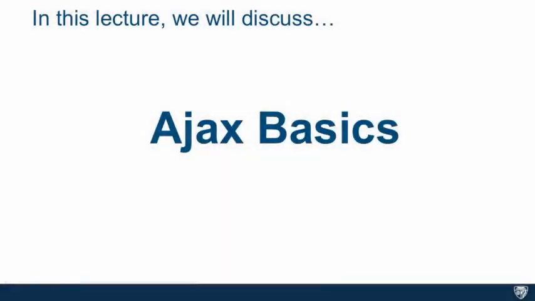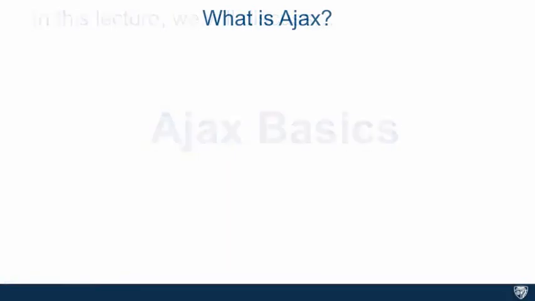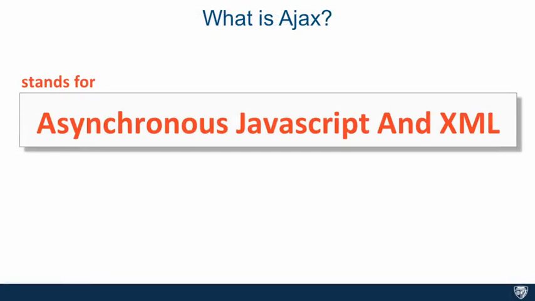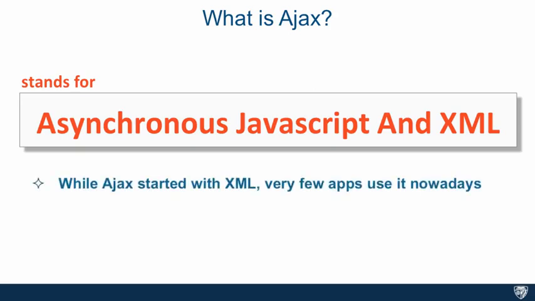So now we're ready to speak about some Ajax basics. So what is Ajax exactly? Well, the word Ajax used to stand for asynchronous JavaScript and XML. The thing though is while Ajax started with XML, and that was the data type that was being sent over the wire between the browser and the server back and forth, very few apps actually use it nowadays.